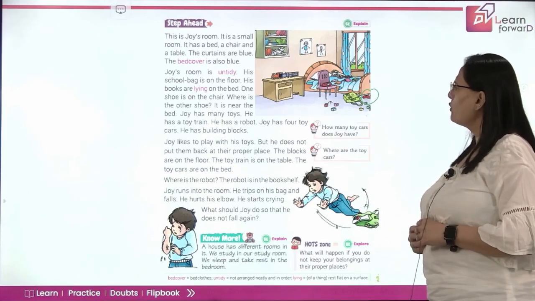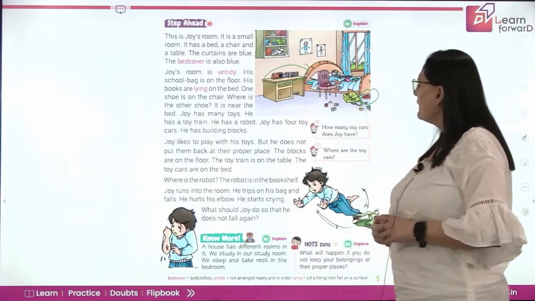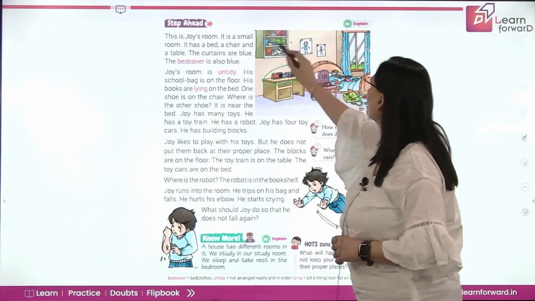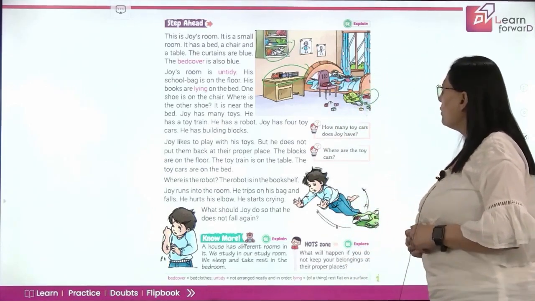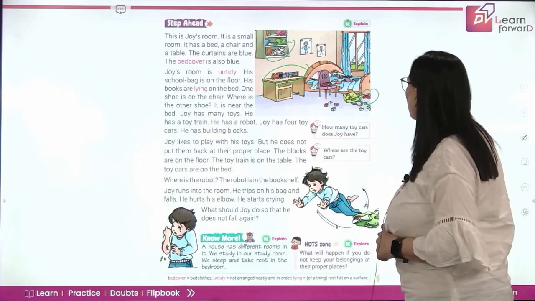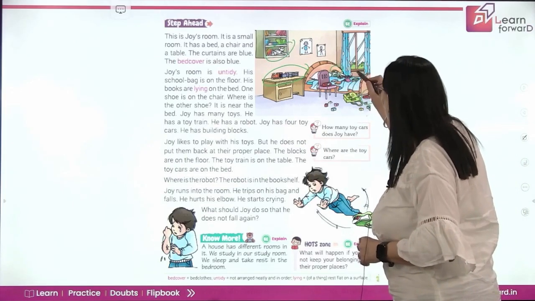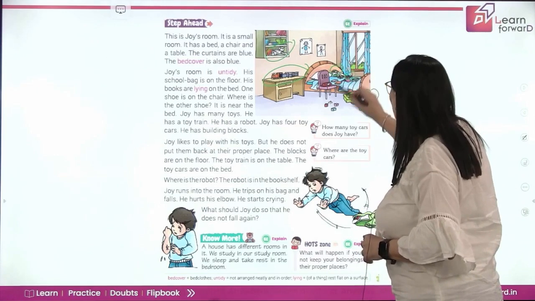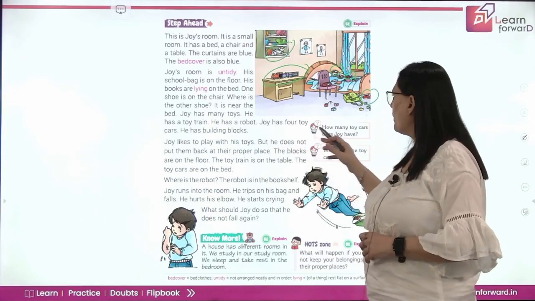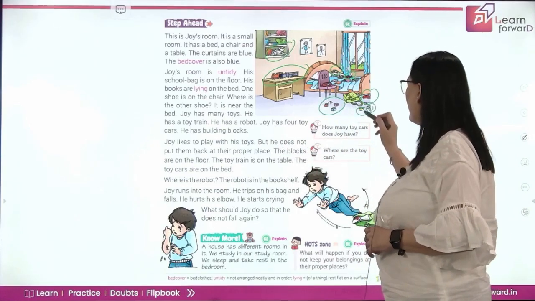Joy has many toys. He has a toy train. See, it is there on the table. He has a robot. Where's that? I cannot find it. Yes, it's here. Joy has 4 toy cars. Difficult to locate them. One is here. I think the other one is here. So everything is scattered. He has a robot and he has building blocks. So these are the building blocks lying here and there.